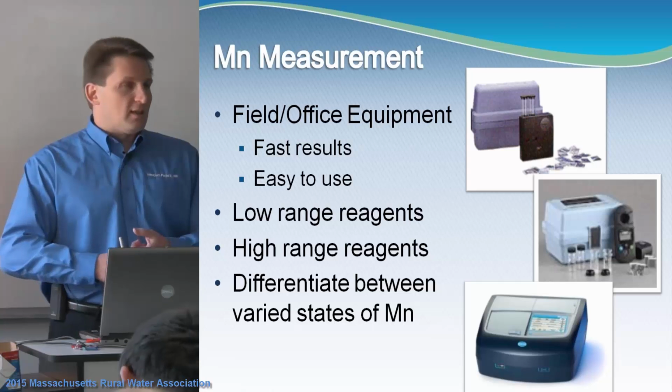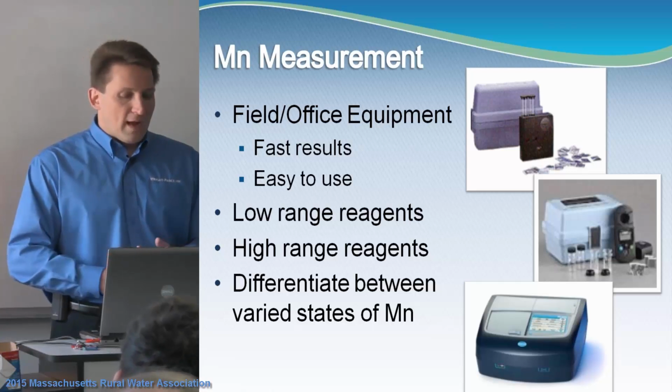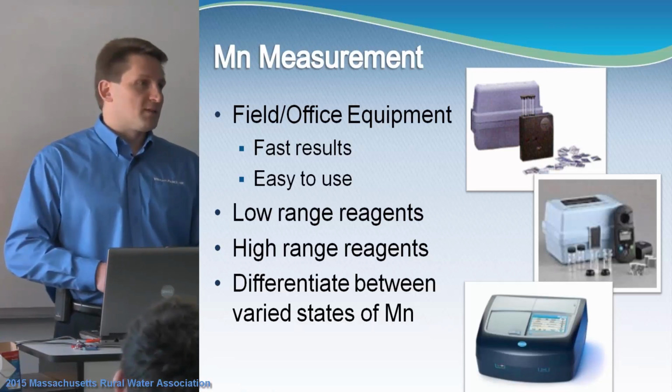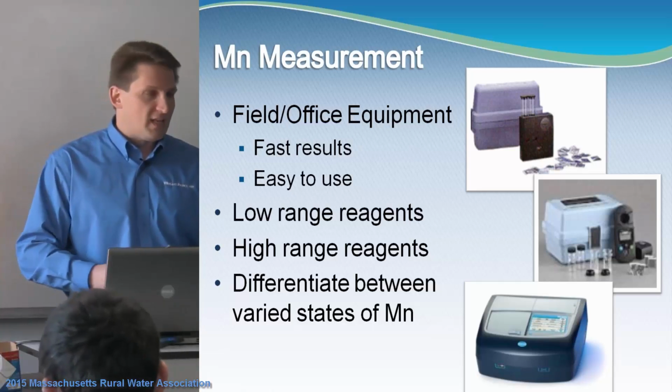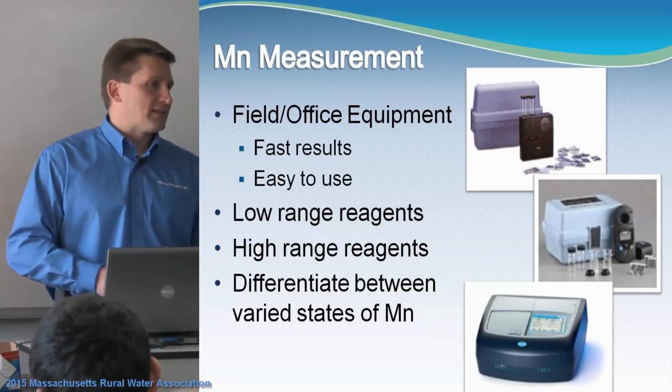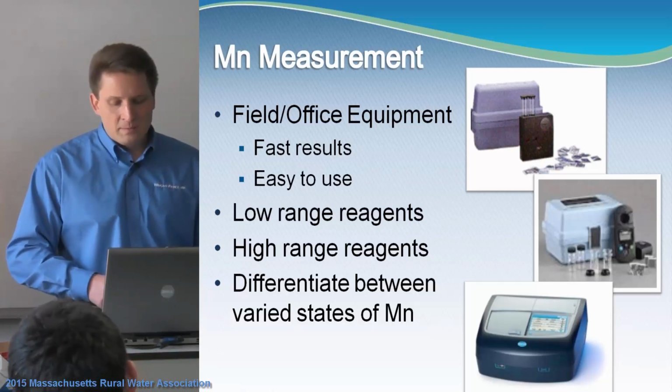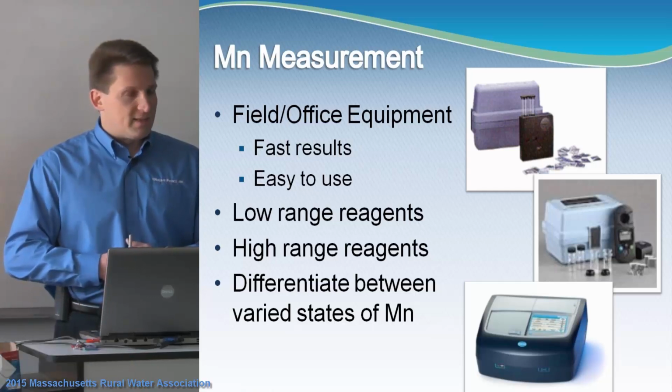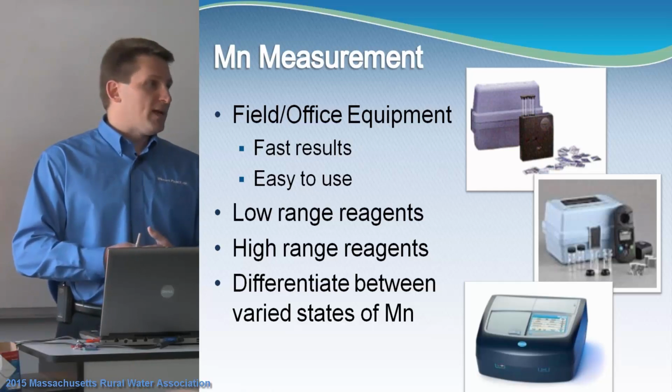So basically, if you do have manganese issues or iron issues, you do want to have some field or office equipment. It is easy to use, and it gives you those fast results to react to the consumers and any issues that you have. Some of the things you want to be aware of is there are low-range reagents and high-range reagents.